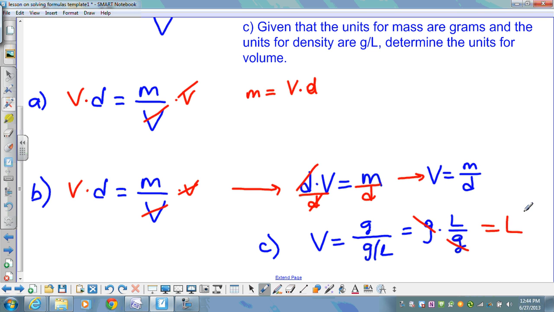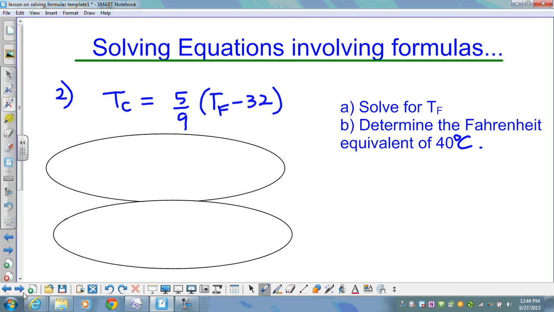As you would have expected, units for volume. If the given quantities are in terms of grams and grams per liter, the units for volume turn out to be in liters. Okay, let's take a look at our next example.